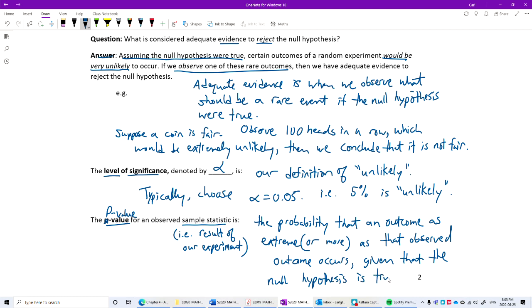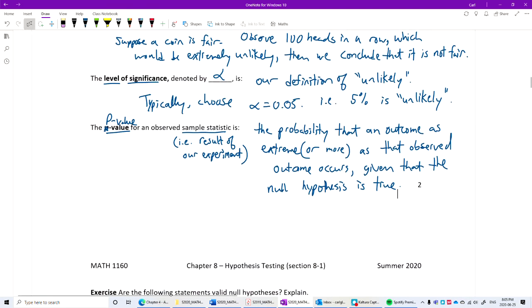So let me give you an example. This p-value is probably the hardest concept in this whole course, so don't worry if it's a little bit overwhelming right now. But here's an example. Suppose you flip a coin 100 times, and let's say you observe 70 heads.